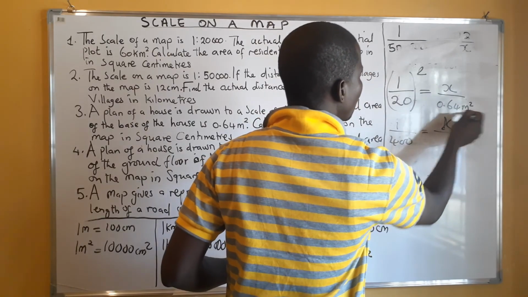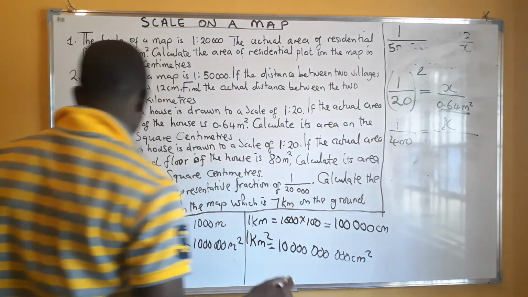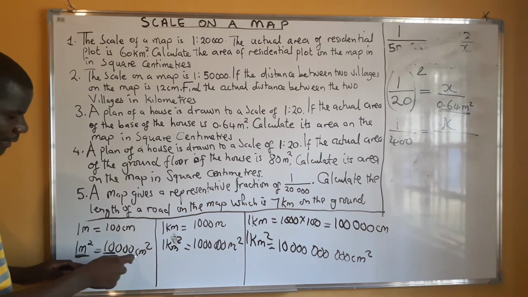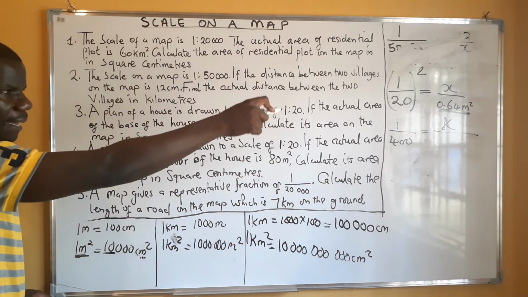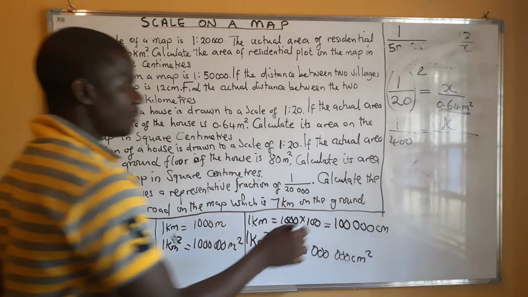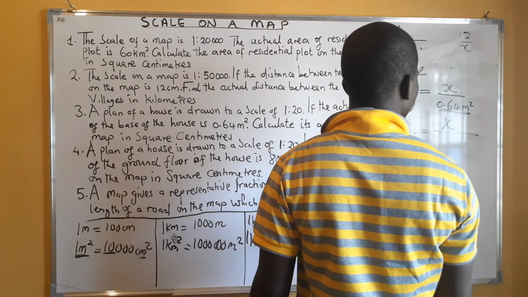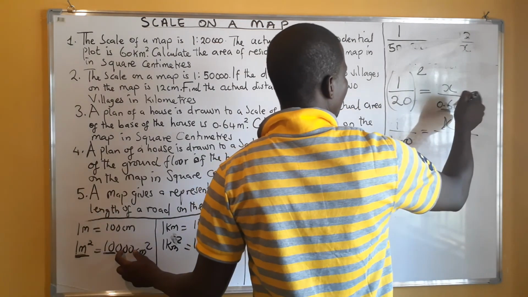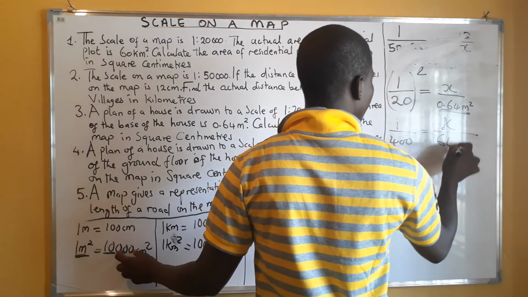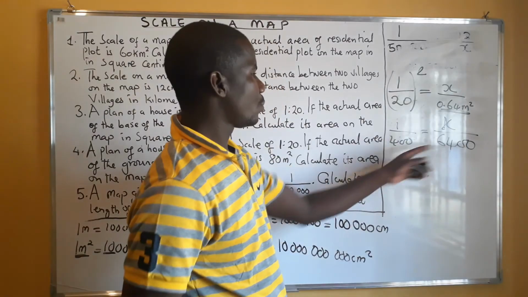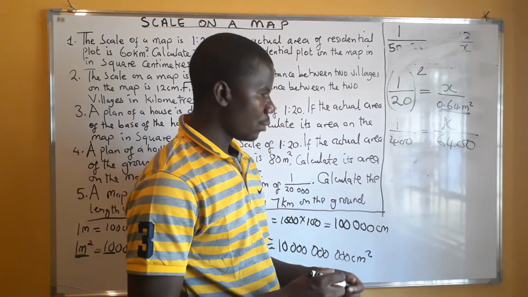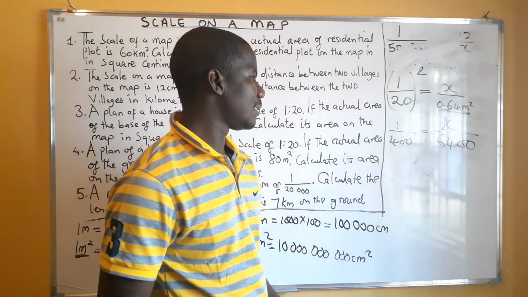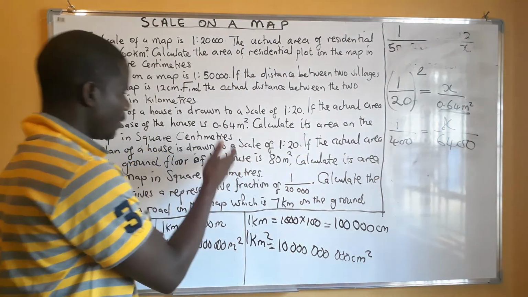What are you going to get here? 1 meter squared is equal to what? 10,000 centimeters squared. So multiply that number by 10,000. When you multiply this by 10,000, you have to add how many zeros here? Then you are going to get rid of 2 zeros because of the decimal points that you have. So this is what you are going to work with, and you go on and find the answer. Then you do the same thing for the others.